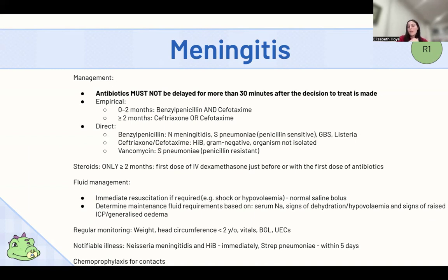Because they're so unwell, make sure you're regularly monitoring them. So their weight, head circumference if they're really young, and then the standard things you do in hospital, vitals, blood glucose, and then also you can do UECs. Depending on the causative organism, it can also be a notifiable illness. And then for any contacts, you need to start prophylaxis.